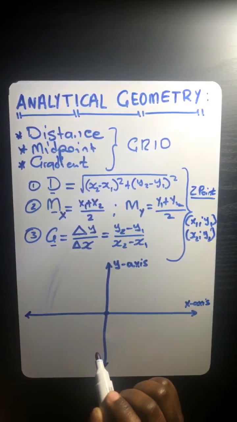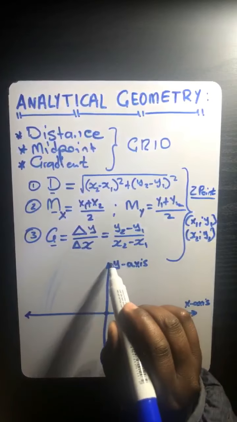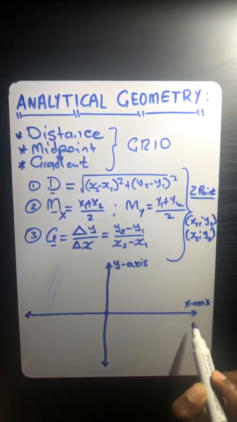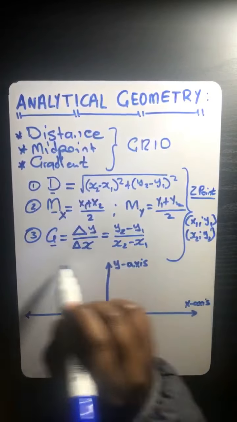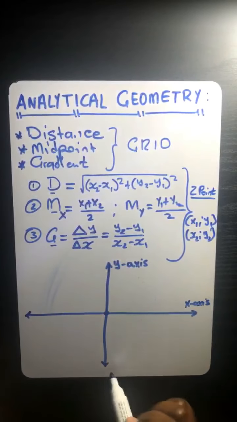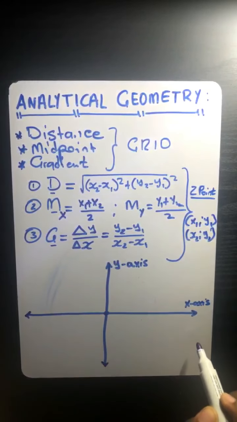Remember, guys, a Cartesian plane has got 4 quadrants. This one being the first quadrant, second quadrant, third quadrant, fourth quadrant.